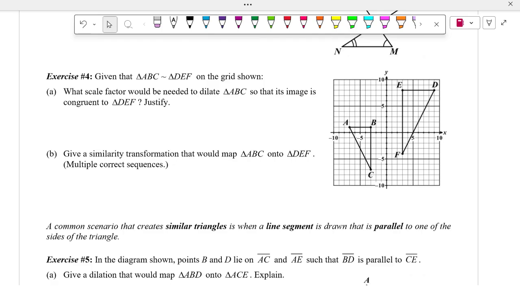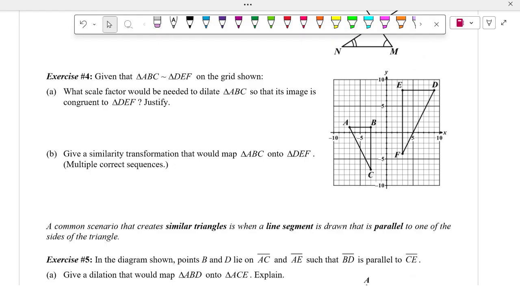So, what scale factor do you think I'm going to need to dilate ABC so that its image is congruent to DEF? So it's not going to be right on top of DEF. We're not mapping it onto it. We just want to make those two triangles congruent. So what would be a method of how I can find what my scale factor is? So count the sides that I can clearly count, which would be which sides?